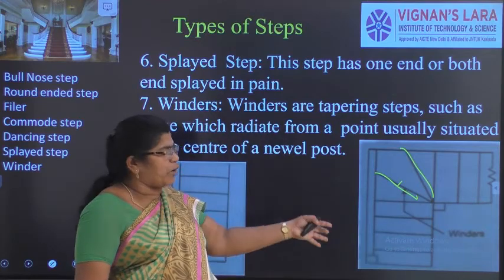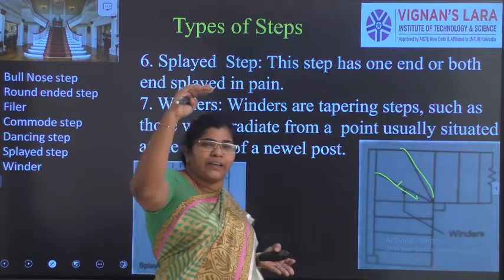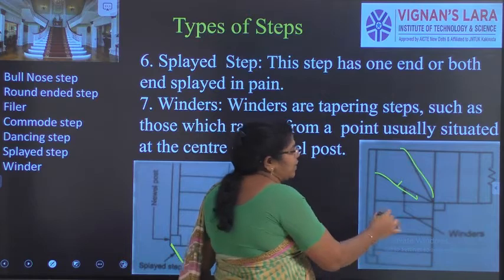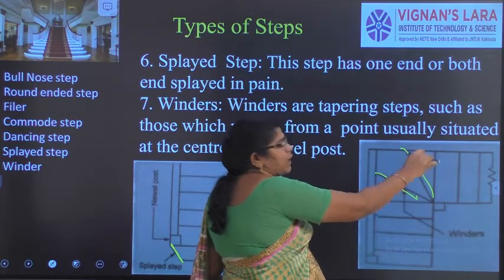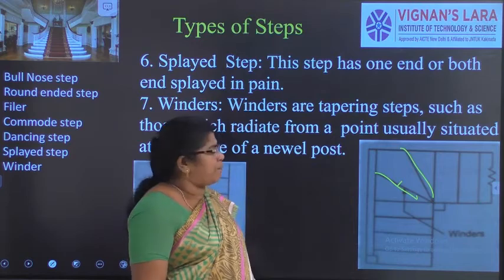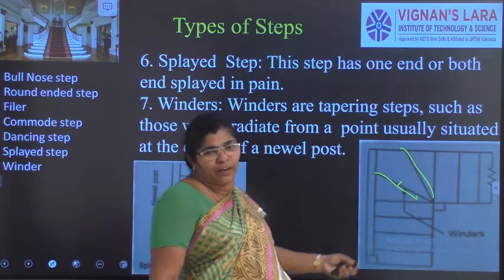Why they go in for winders is that if there is a very small distance but the height is very large, and the number of steps is very small, then they go for these winders. So in the landing part also they will have one or two steps. You can see this in very congested buildings. But mostly the winders should be avoided.